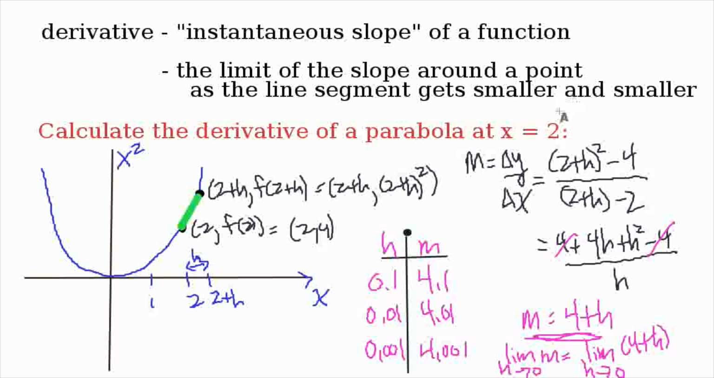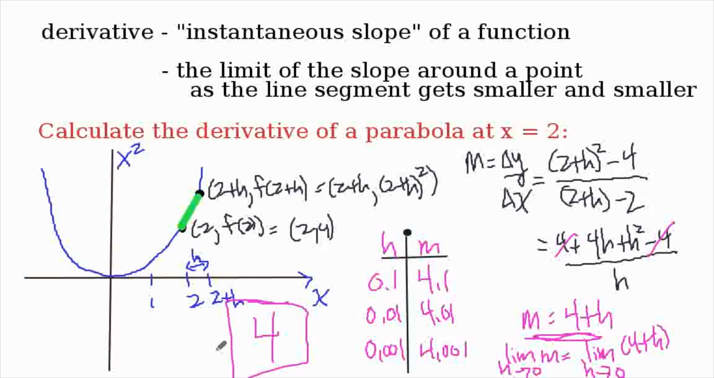Okay, so the slope is approaching 4, so here's your first derivative. The derivative of the parabola x squared at x equal to 2 is 4. We'll put a little box around it. Okay, so there you have it. There's your first example. Think about that one for a few seconds or a minute. You can pause the video, and then I will continue on a new whiteboard.